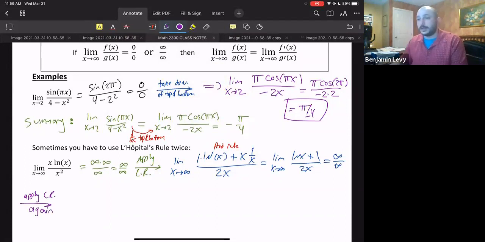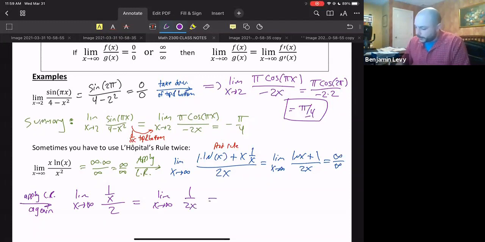Right, so just take another derivative. And it's not a product rule anymore. It's an easier rule. And so it's going to work this time. So we'll have 1 over x over 2, right? Which is 1 over 2x.